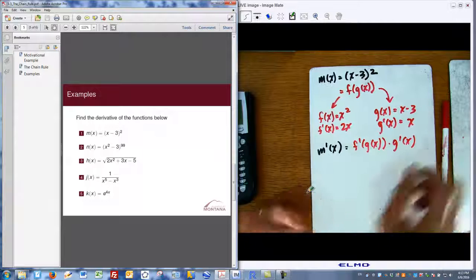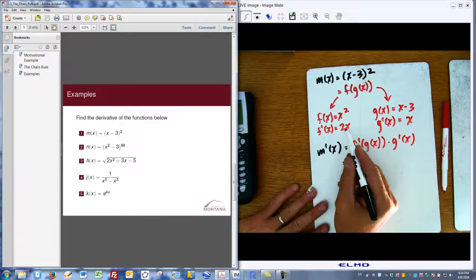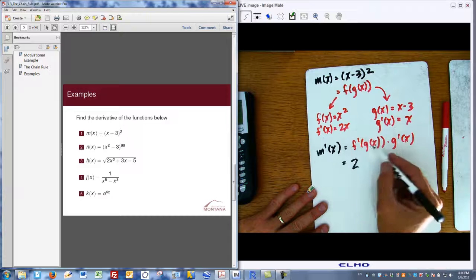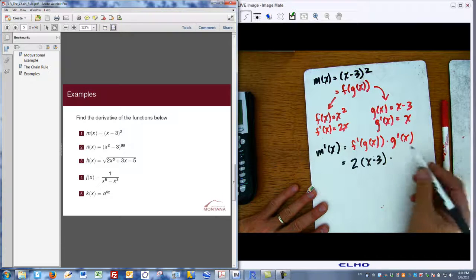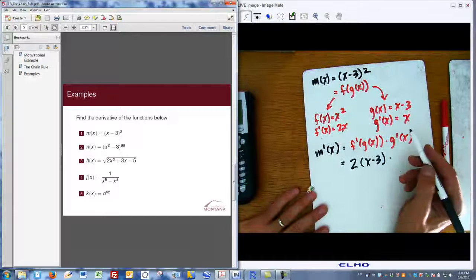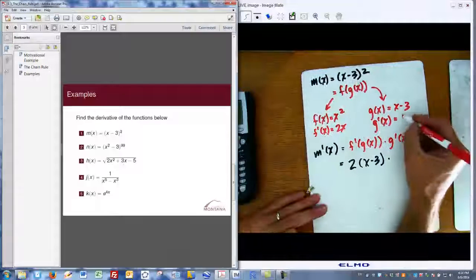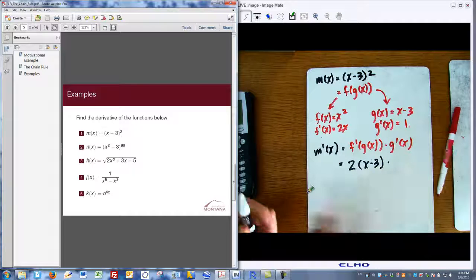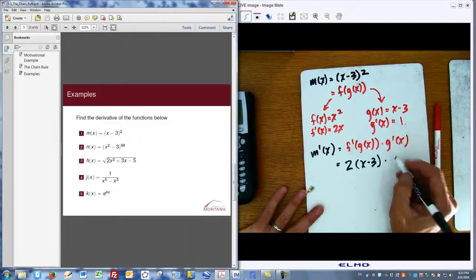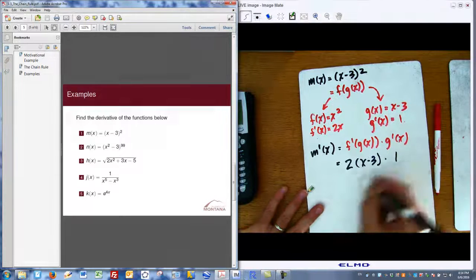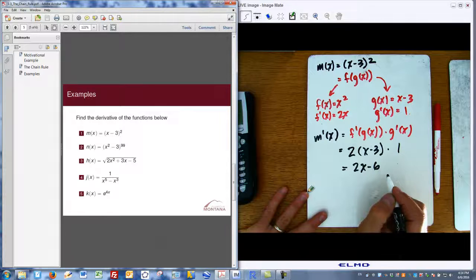Okay, so now I can go after this to find its derivative. F prime of g of x, well, f prime of x is 2x, but where I see an x, I should put g of x in, so 2 times x minus 3. And then I multiply that by g prime of x. Oh, I made a mistake. G prime of x is not x, it's 1, isn't it? Why didn't anybody say something? So here we go. G prime of x is going to be just 1. So it looks like our derivative, if we distribute the 2, is 2x minus 6.